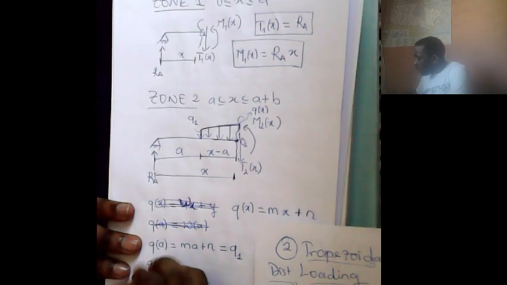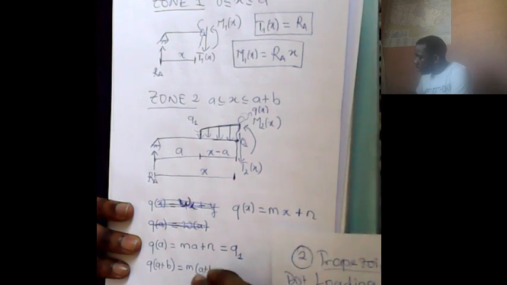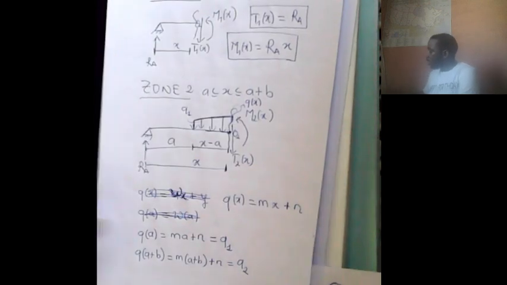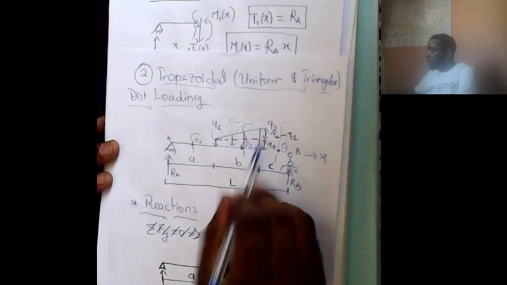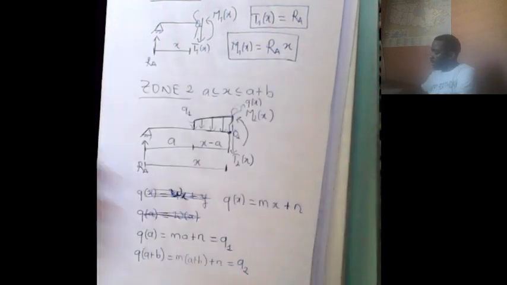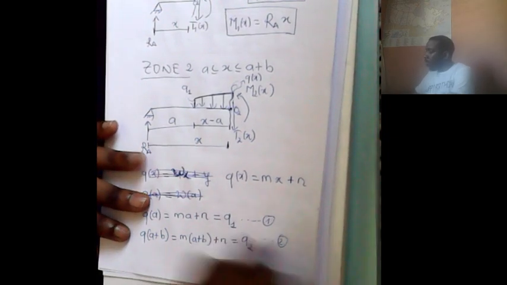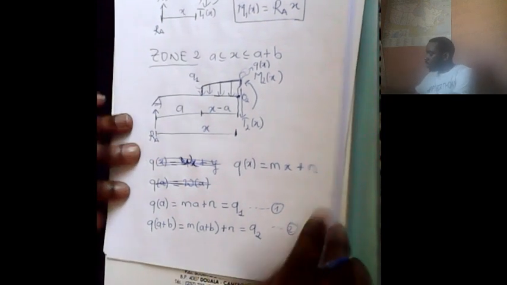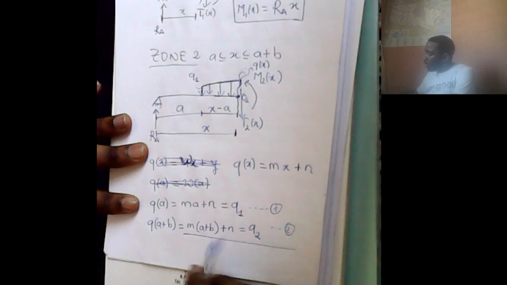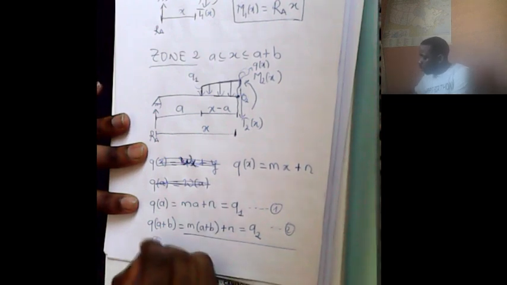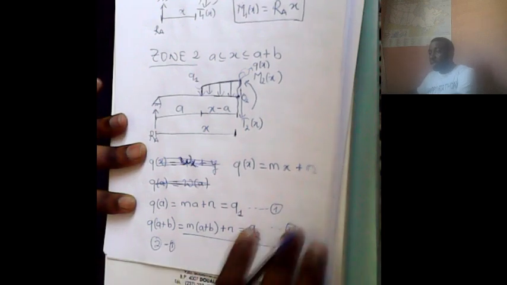So we'll have q of a plus b to be equal to m of a plus b plus n, and the answer is supposed to be q2, right? That is supposed to be the value of q at x equals a plus b. Okay, great. So this will be equation 1, and this will be equation 2. We need to solve these two for m and n. Obviously I can do that by elimination, right? So I'll do equation 2 minus equation 1.